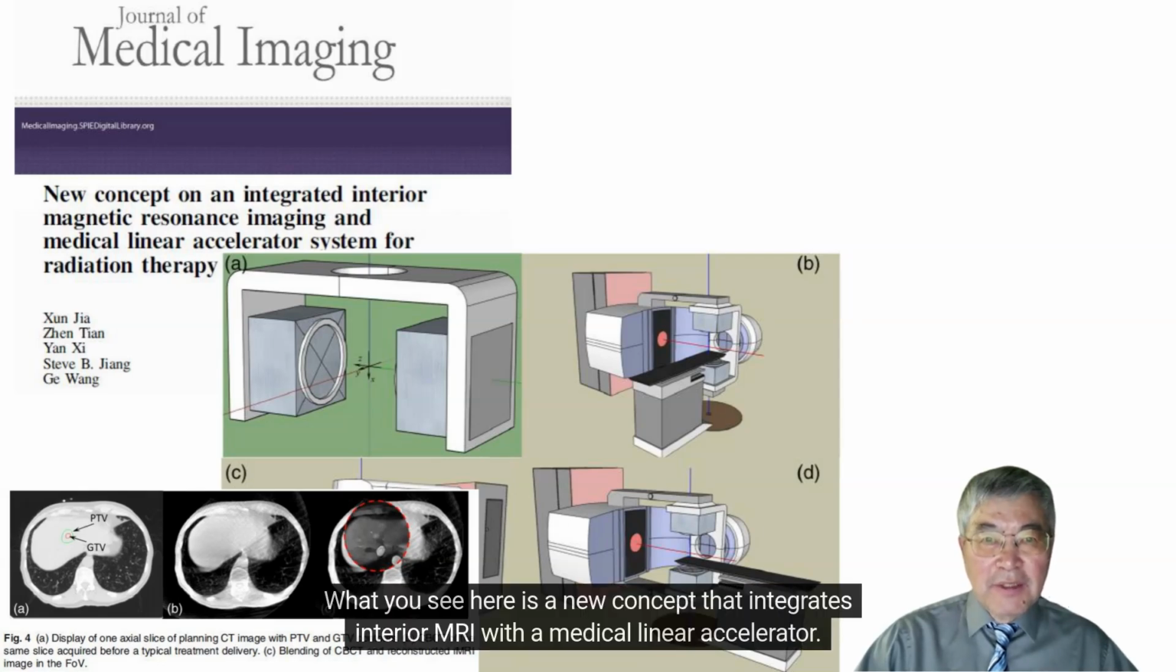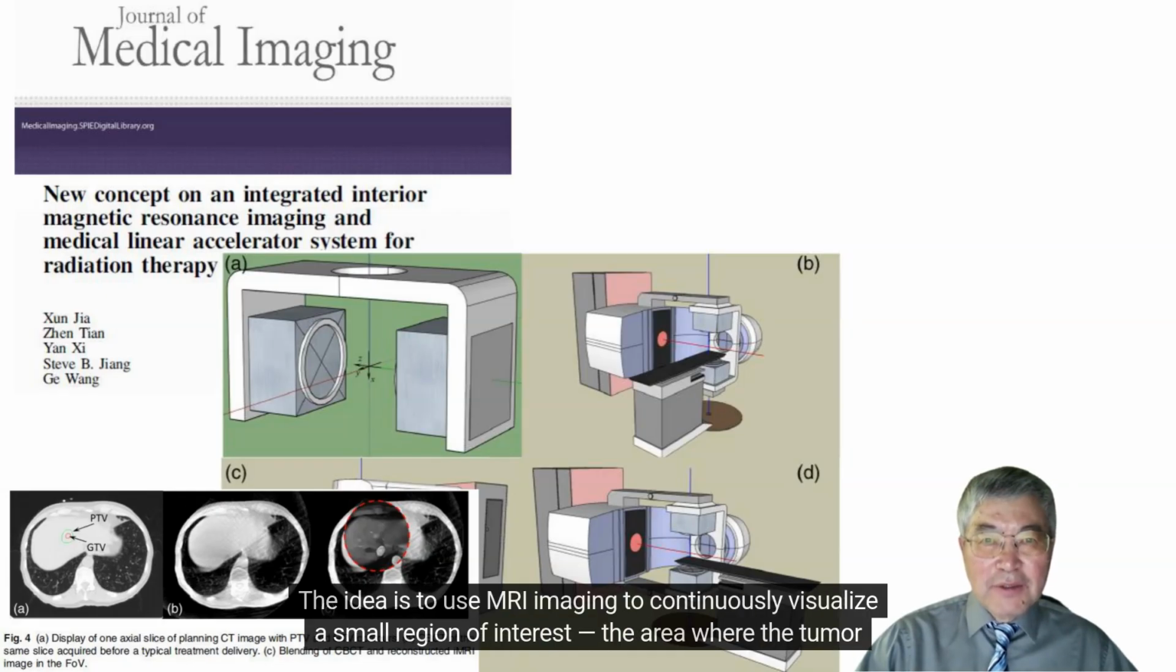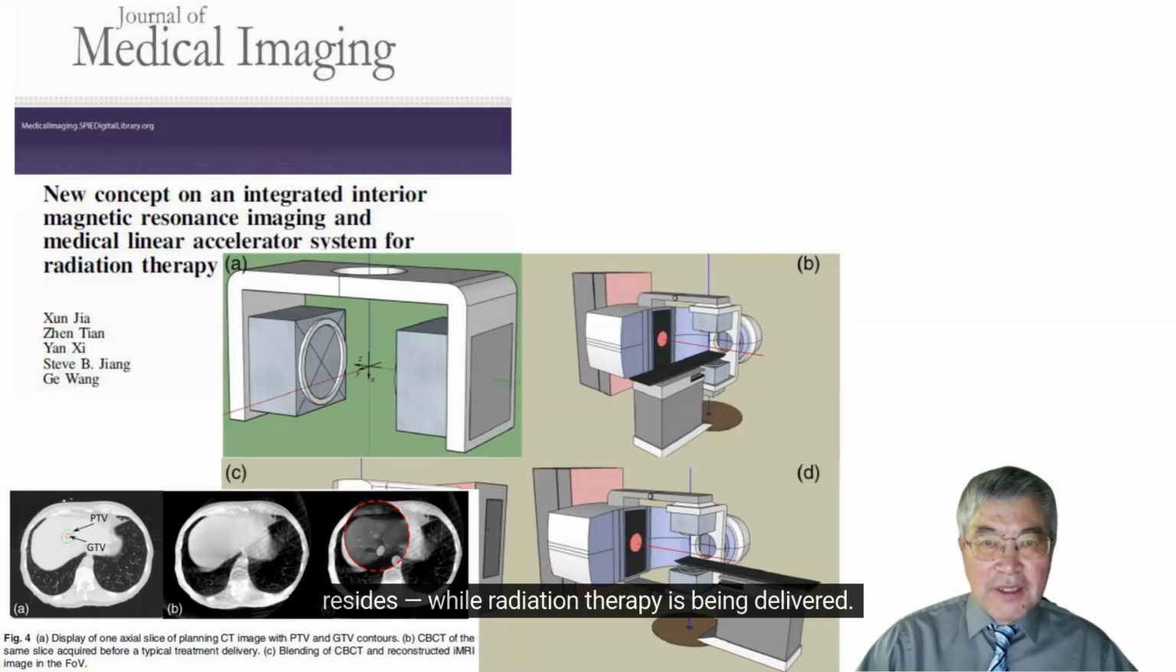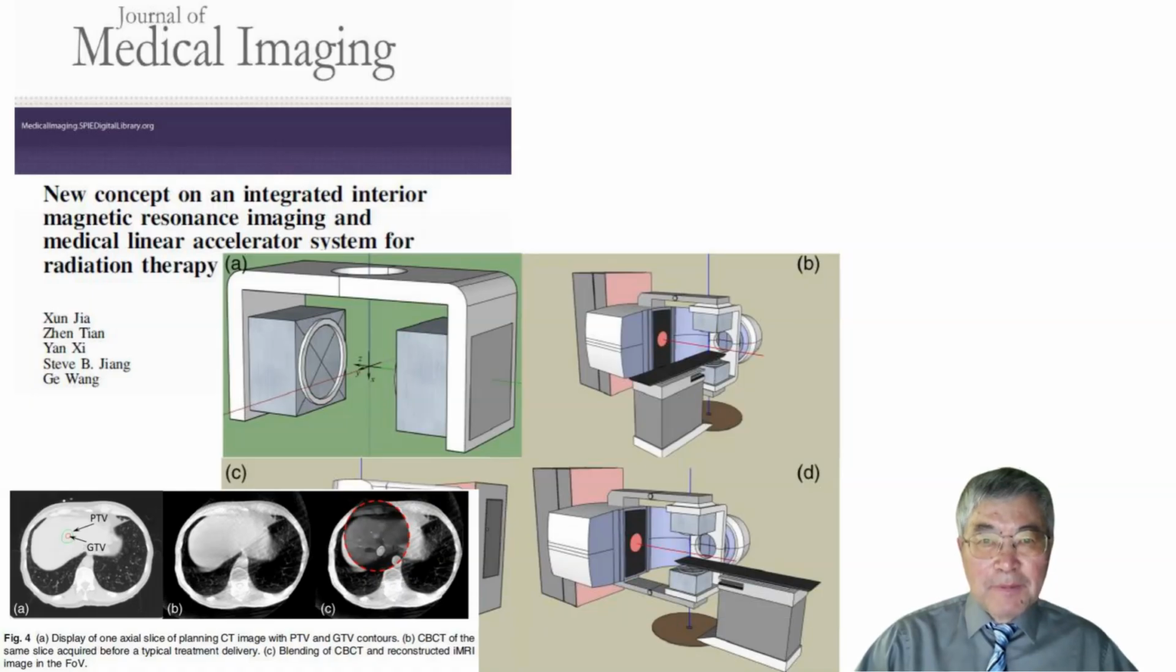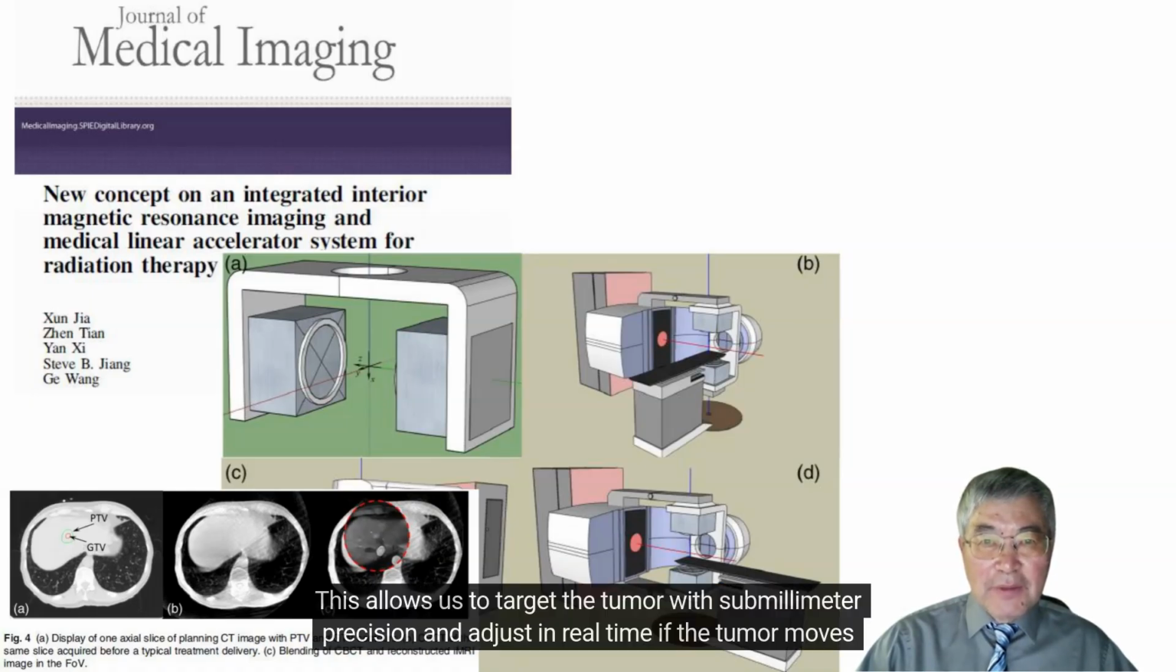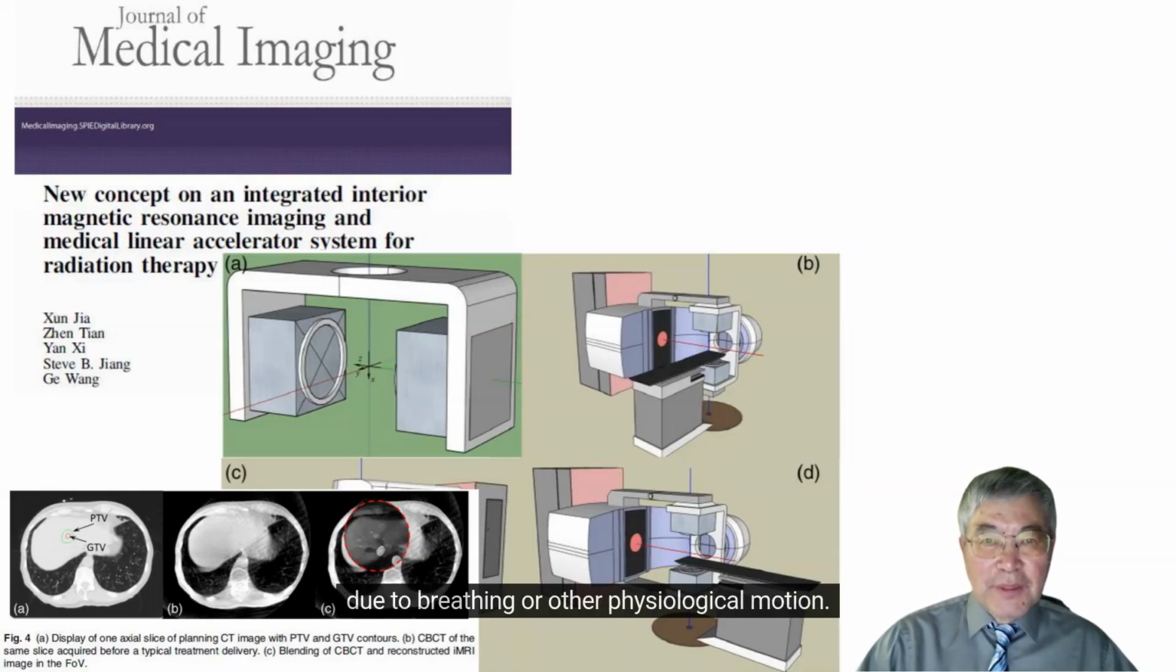What you see here is a new concept that integrates interior MRI with a medical linear accelerator. The idea is to use MRI imaging to continuously visualize a small region of interest, the area where the tumor resides, while radiation therapy is being delivered. This allows us to target the tumor with sub-millimeter precision and adjust in real time if the tumor moves due to breathing or other physiological motion.